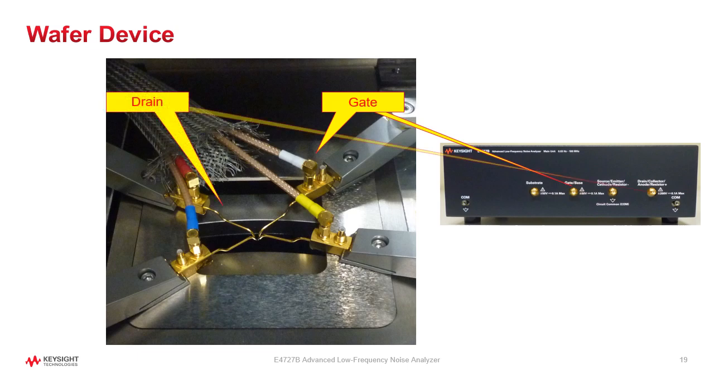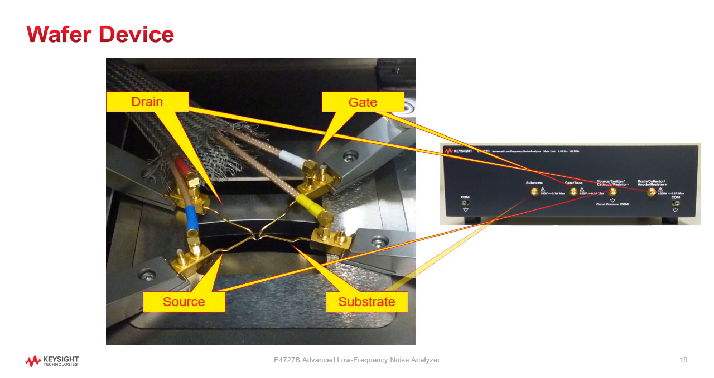Many users of Keysight E4727B are using a UEHA prober. Of course, E4727B can be used with a probe station. The connection between the DUT on the UEHA and the main unit is the same as with the test fixture.